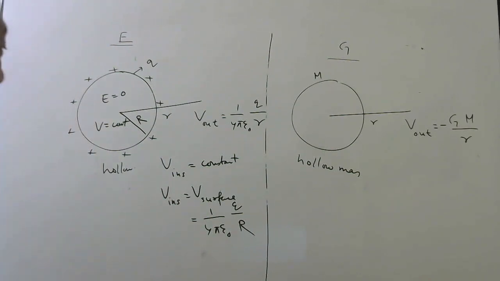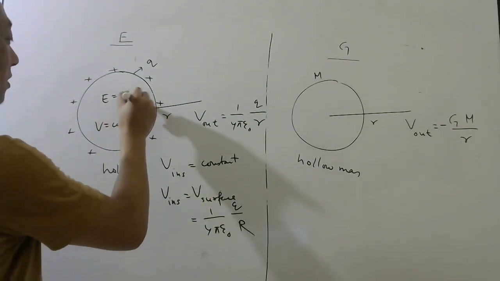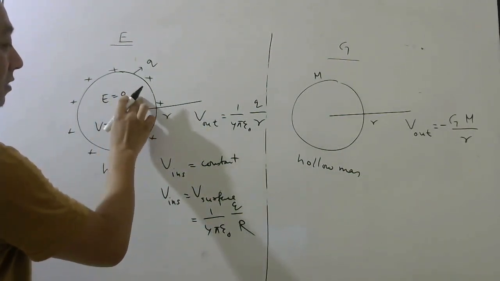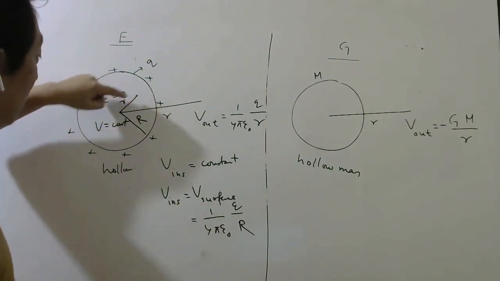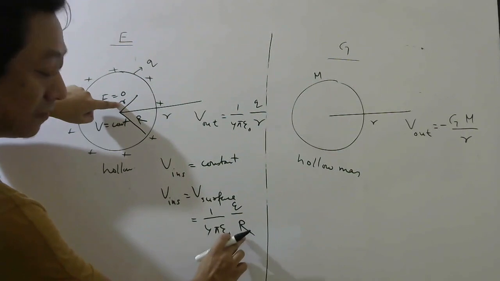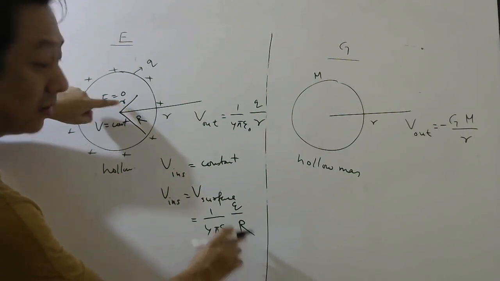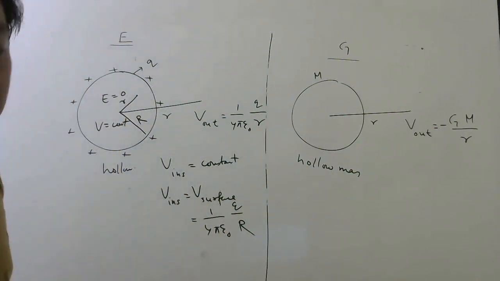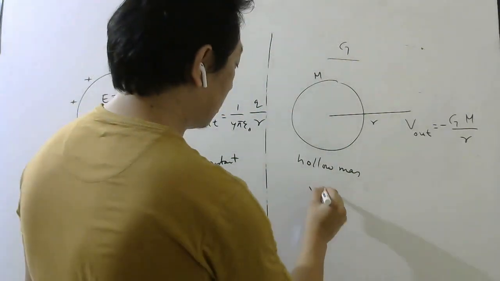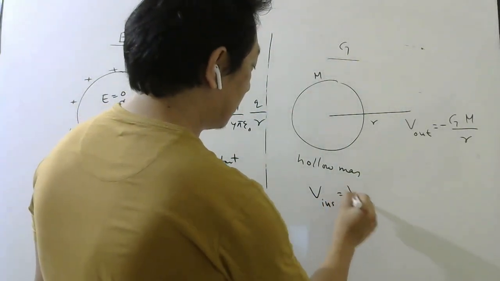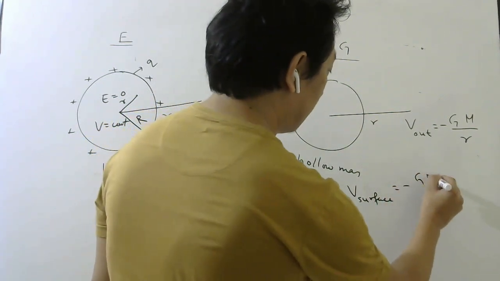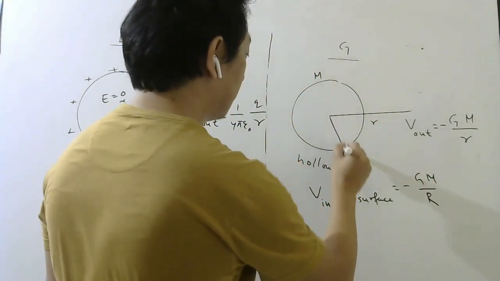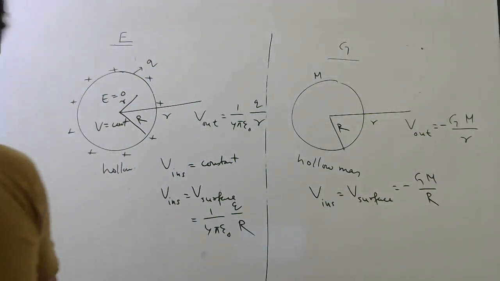So if somebody asks you to find the potential at this distance, and this point is inside, then don't make the mistake of writing this small r here. It has to be capital R if the points are inside. Similarly for a hollow mass, the potential inside is the same as on the surface, which is minus G M by capital R. Okay, keep that in your mind.